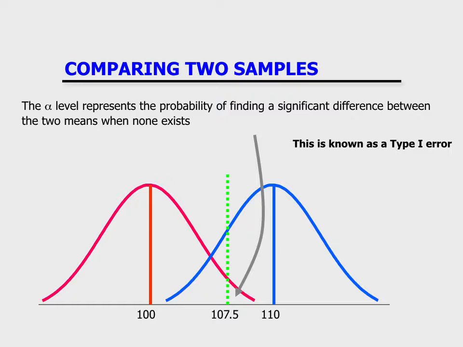So basically what you're saying is, I'm going to set the alpha level as low as I possibly can to basically say, hey, look at that. I found a difference even though none exists, or it looks like none exists. This is known as a type 1 error. And we'll talk about this in a little bit. We'll summarize it in a moment.